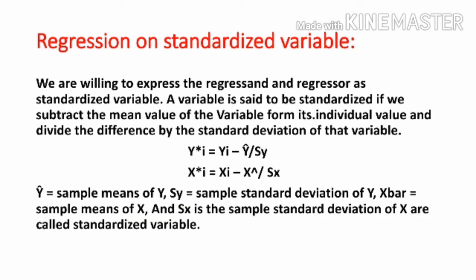Regression of standardized variables. We are going to express the regressand and regressor as standardized variables. A variable is said to be standardized if we subtract the mean value of the variable from its individual value and divide the difference by the standard deviation. That is, yi star is equal to yi minus y bar divided by sy, and xi star is equal to xi minus x bar divided by sx.